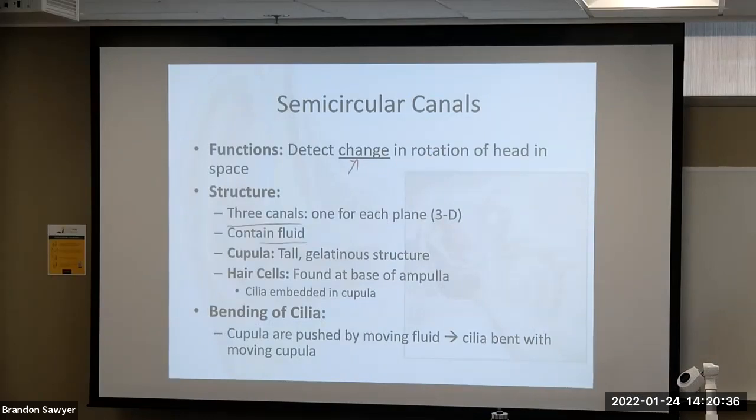The special structure in here that we'll look at is called the cupula. Okay, and the cupula is this tall gelatinous structure that kind of sticks up at the base of the loop, right? So it's kind of sticking up at the base, and there's the loop canal around it. Okay, and the cilia are embedded in the bottom of that cupula. And so the way that the cilia are bent in the semicircular canals is that fluid is literally just moving rapidly through the canal. And when it pushes up against that cupula, it bends it one direction or the other, depending on which way the fluid is moving through the canal.